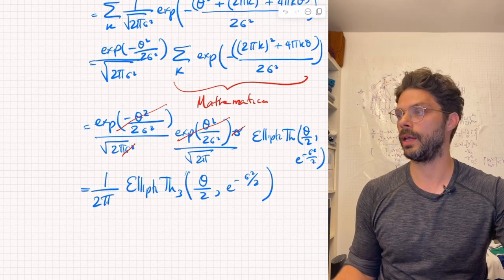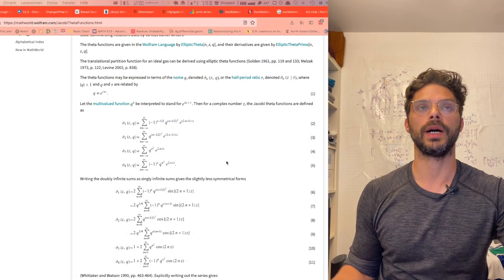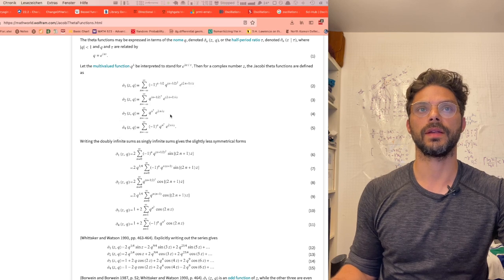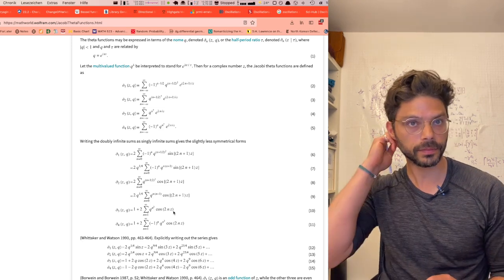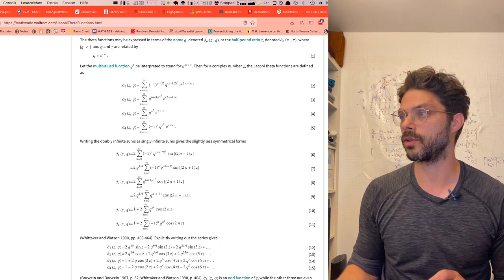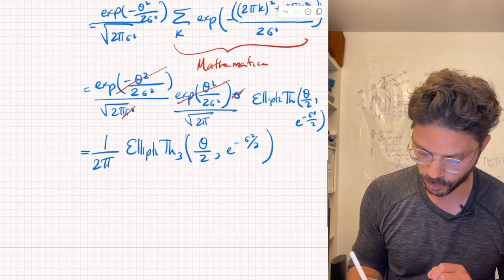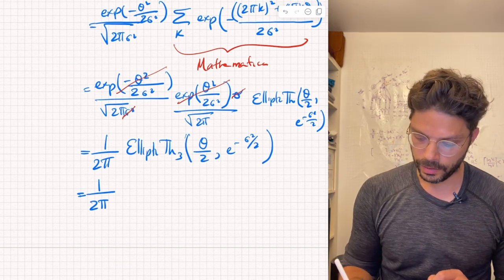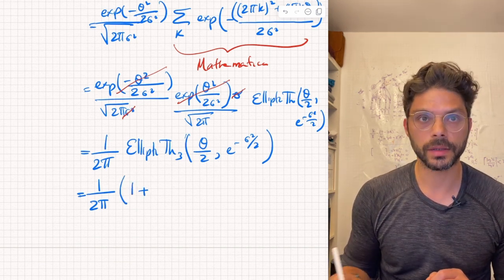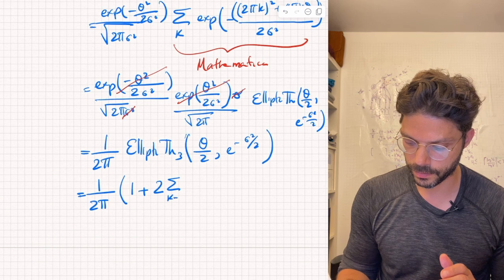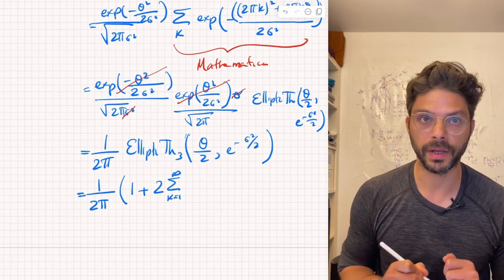Math World, and we see that the function actually has this really nice form. So it's this one down here. You can see that one, right? I'm going to switch back and copy that down. So now what we get is 1 over 2 pi of 1 plus 2 times this sum going all the way to infinity.